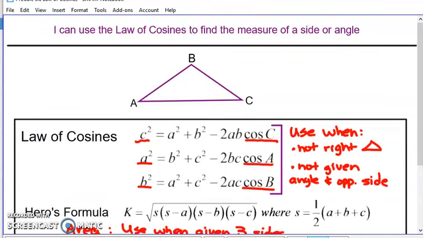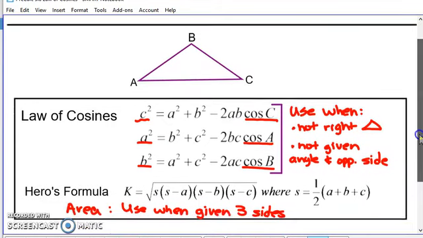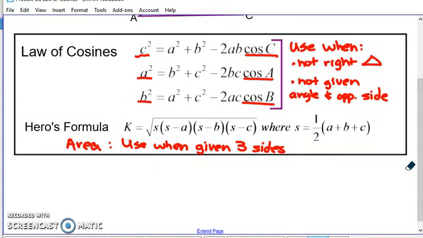Okay, so this is the law of cosines. Kind of like before, you're given the same formula three different ways. On the left side is the side, on the right side is the angle. So you can see I underlined side C, angle C. Side A goes with cosine of angle A. Side B goes with cosine of angle B. So we use it again when it's not a right triangle and we're not given the angle on an opposite side. With Hero's formula, like I was just saying, we use it when we're given three sides.